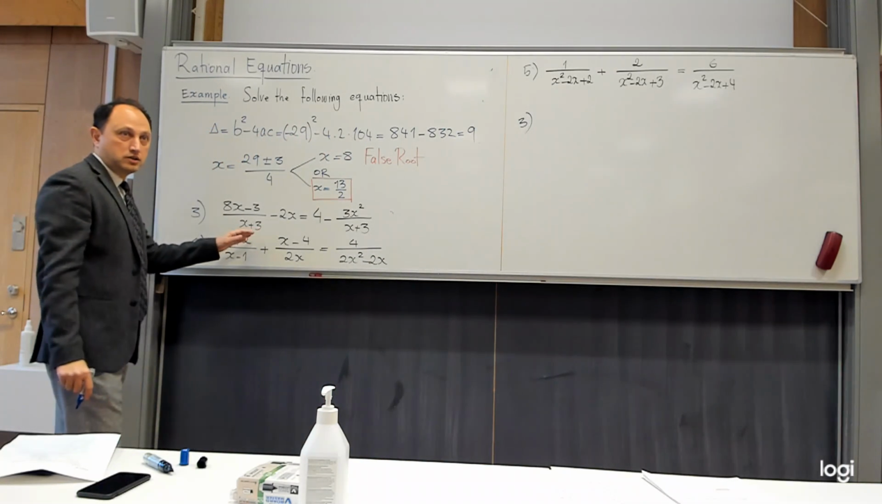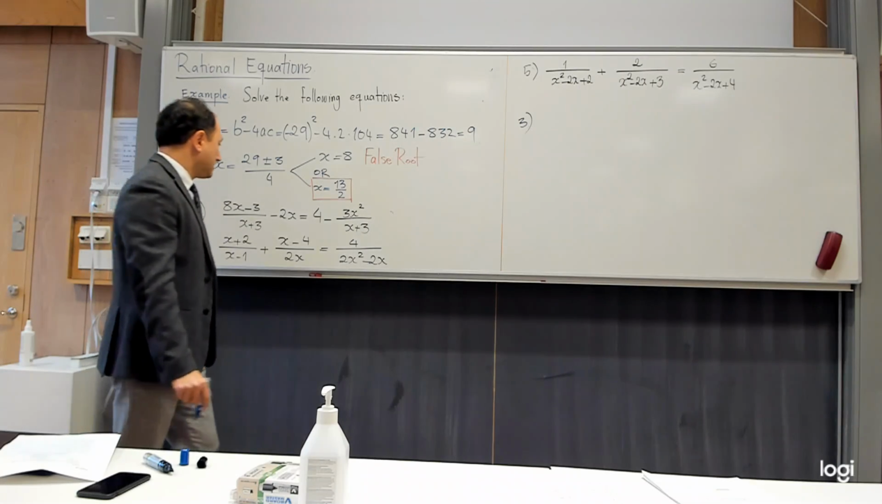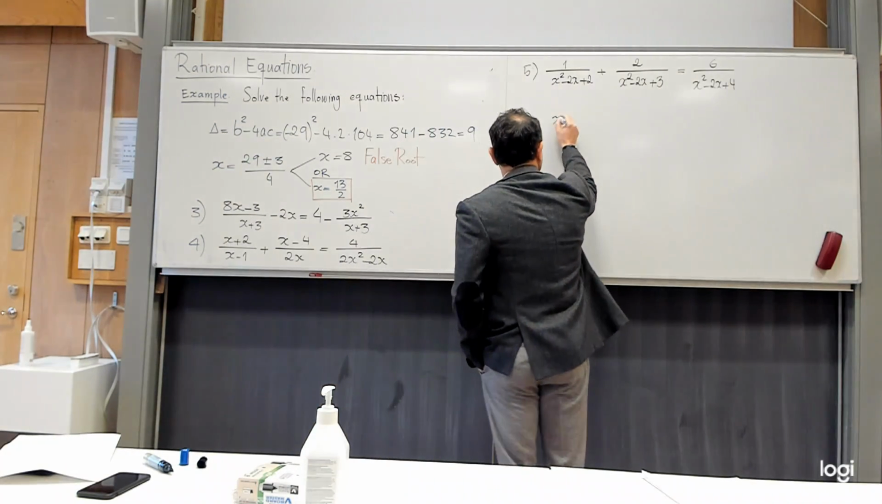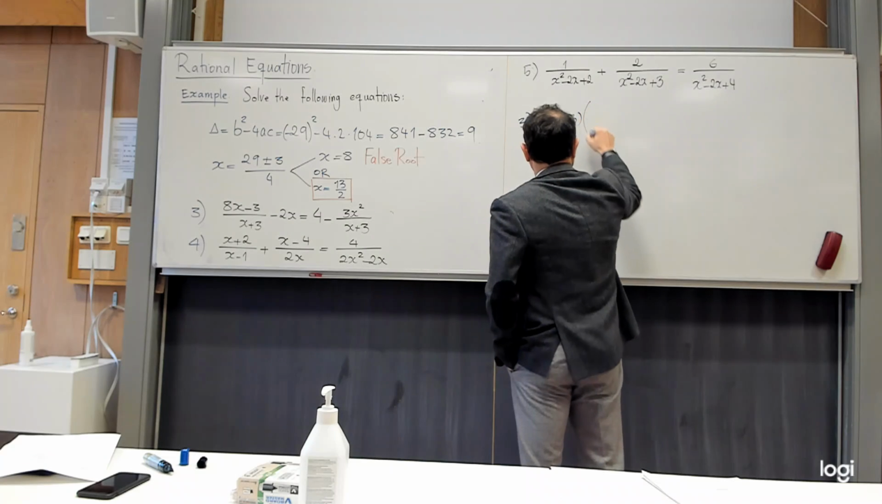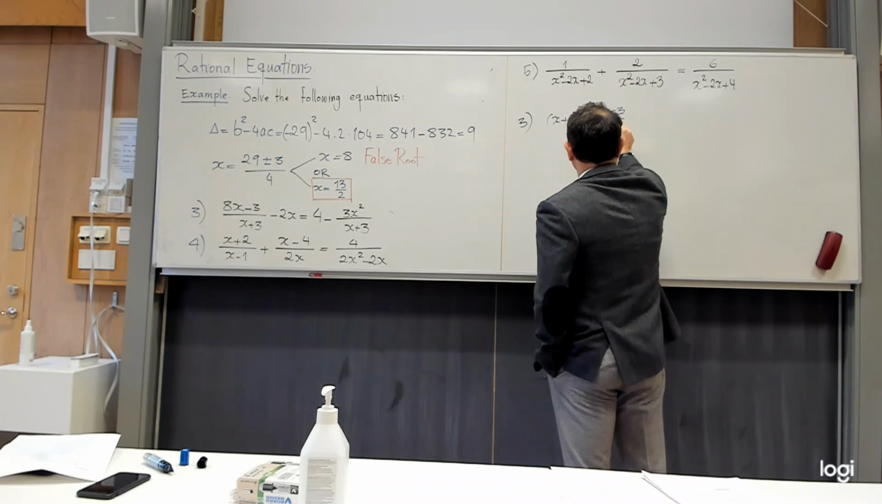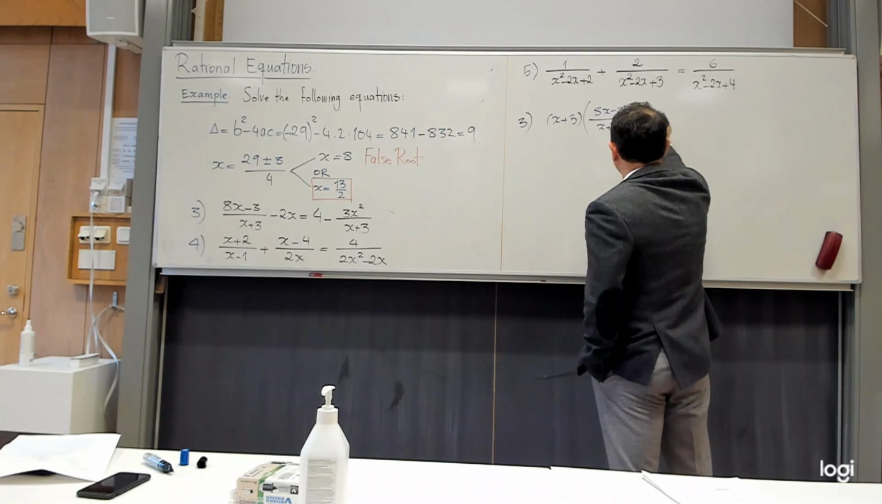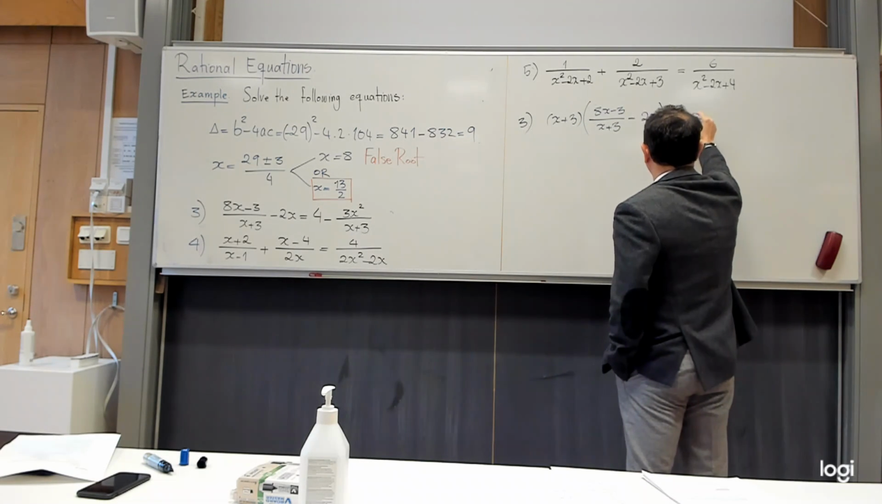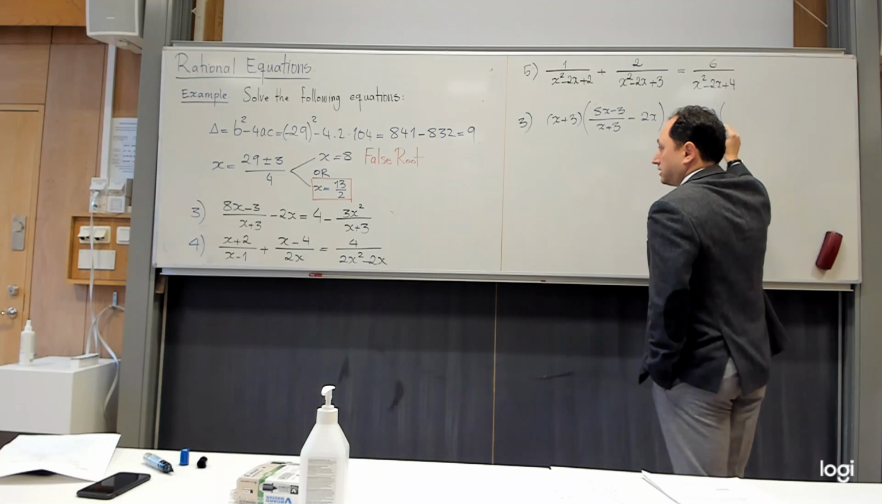x plus 3, yes? So I have to multiply everything by x plus 3. So I will write x plus 3 here, and I multiply 8x minus 3 divided by x plus 3, and then I have minus 2x. And then I will multiply x plus 3 on the right hand side as well.